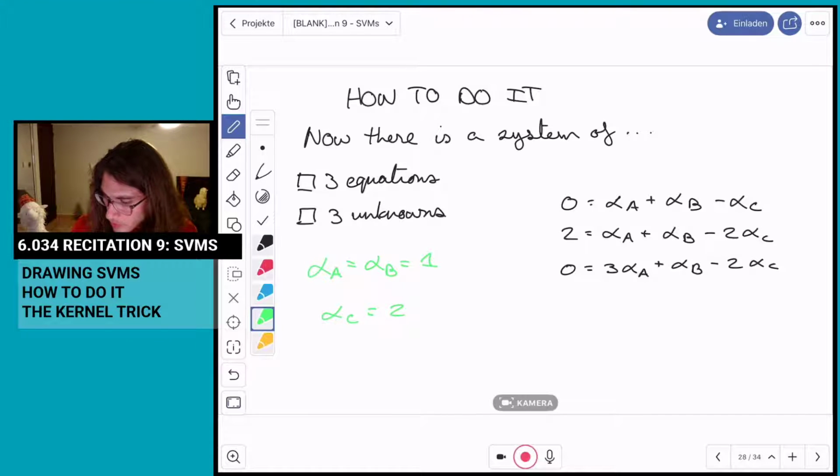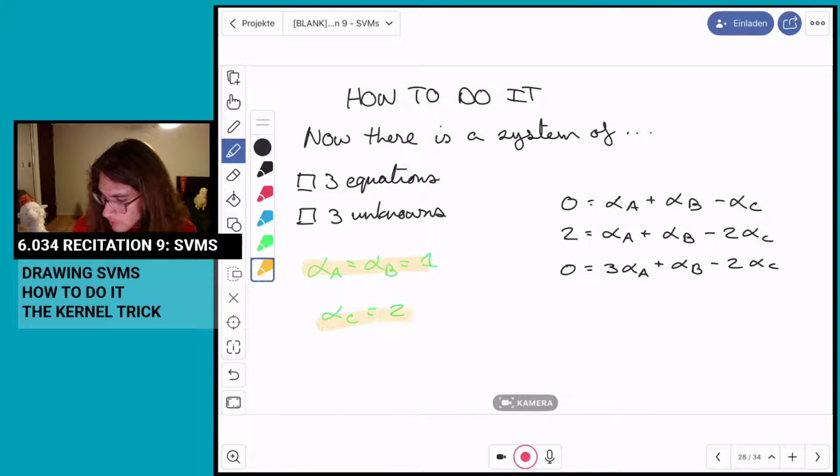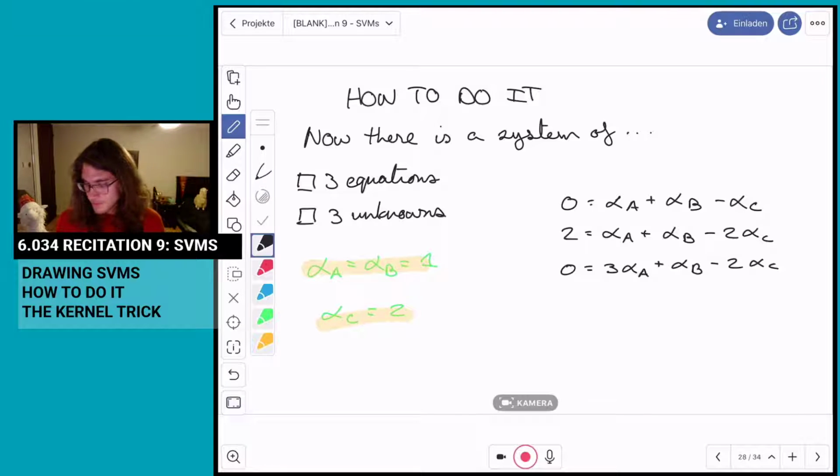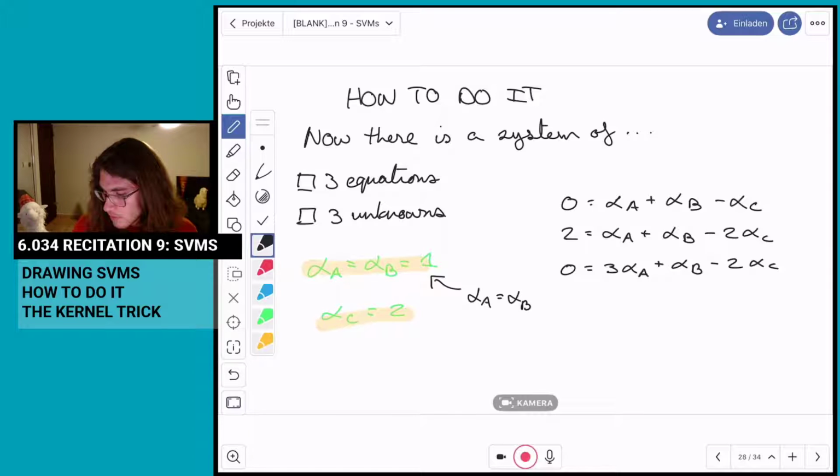And I want to bring your attention to 2 different things. The first one is the fact that alpha A and alpha B are equal. And that's the case because it's a special case, not because that's the norm. And the reason is because A and B are symmetrical around C.